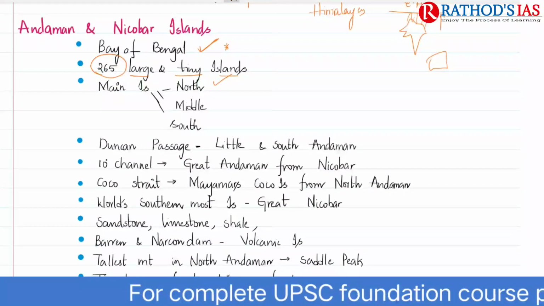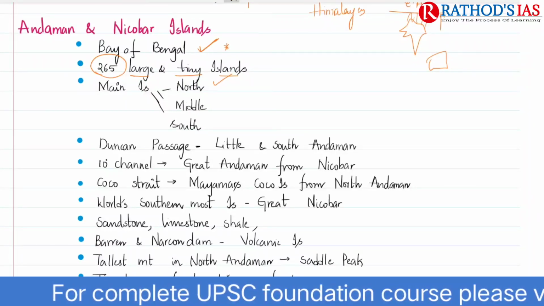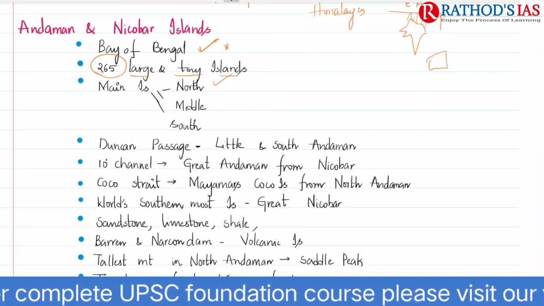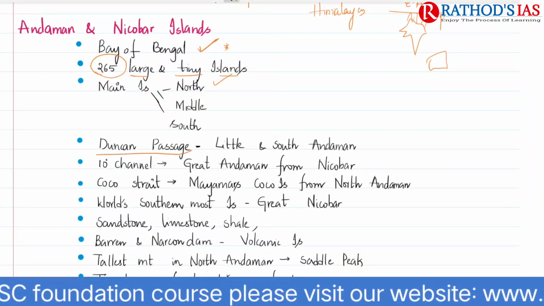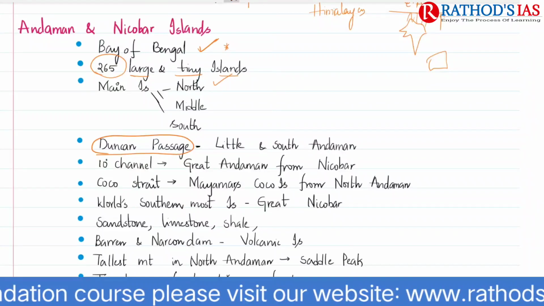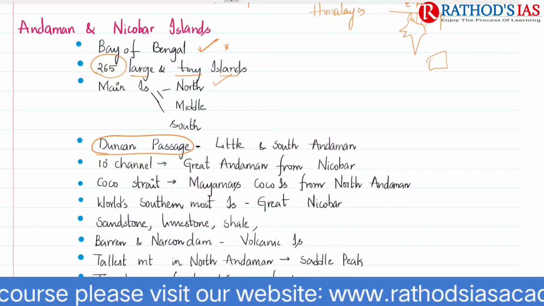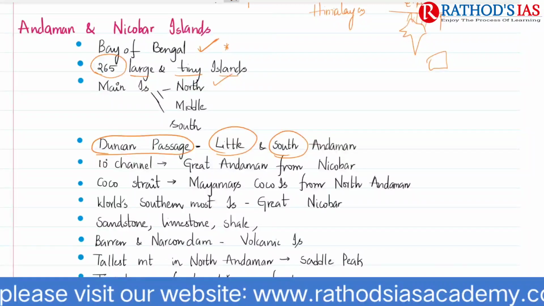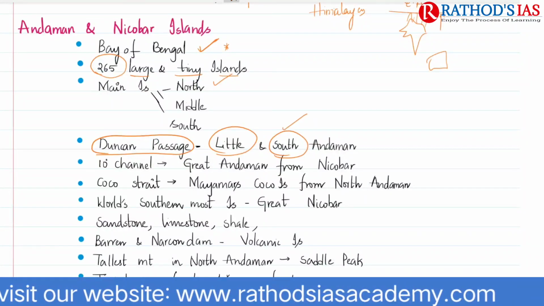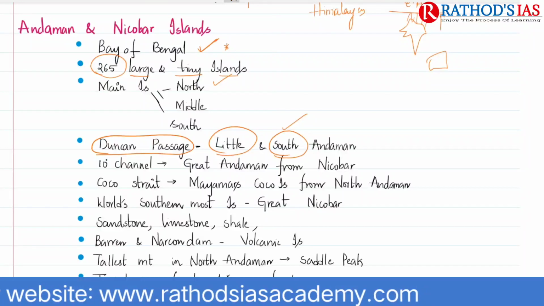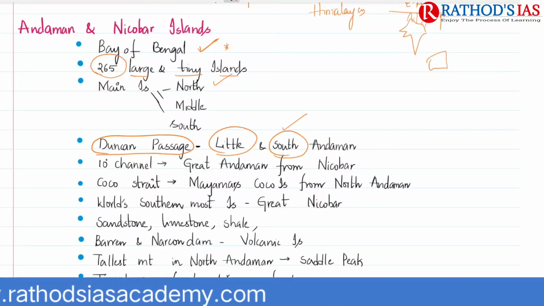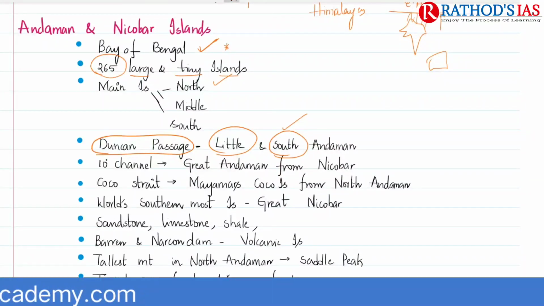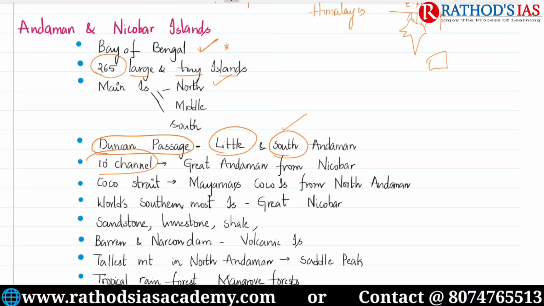Here we have some important features like passages. First and foremost, you have to know about the Duncan Passage, which separates Little Andaman and South Andaman. What I am saying now will be very important for your prelims. So Duncan Passage divides Little and South Andaman. And one more thing here is the 10-degree channel.